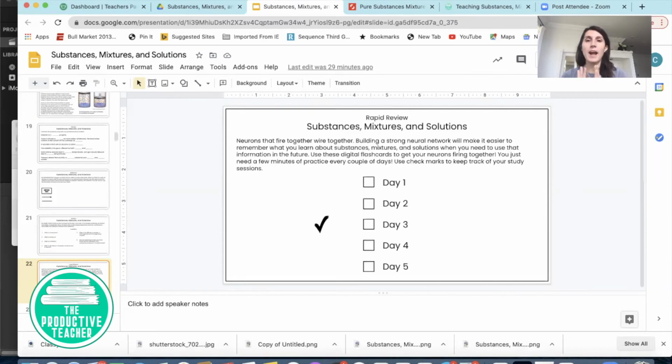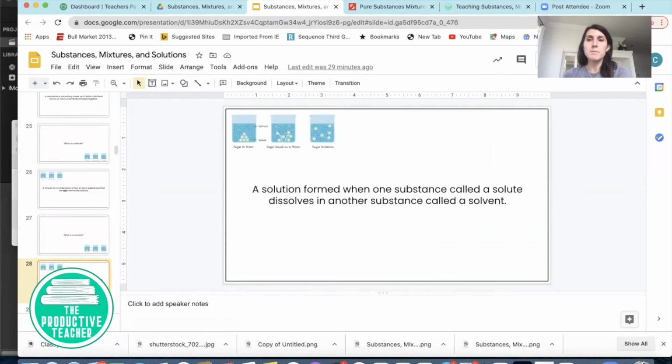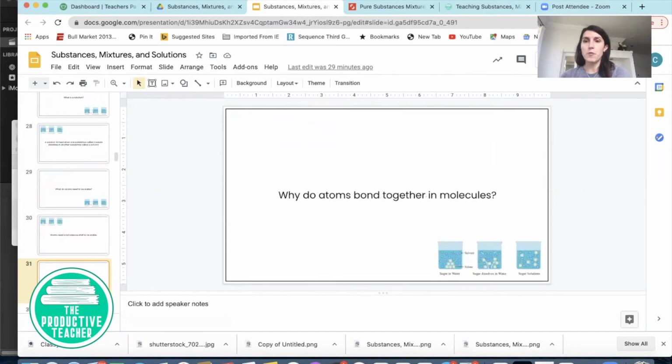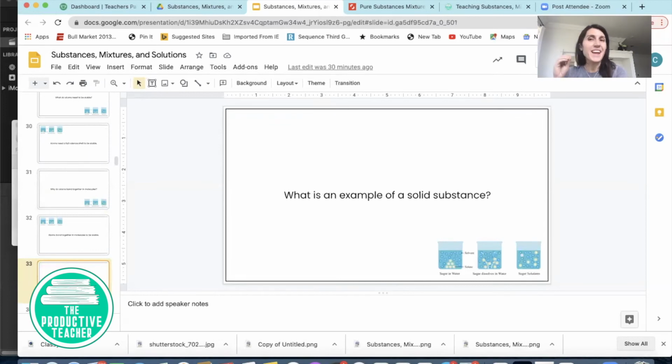Okay, and then here I have the setup for the repeated practice on substances, mixtures, and solutions. Students can check off each day that they practice. And then here are the digital flashcards. You can see I just have questions. For example, why do atoms bond together in molecules? And then immediately students can see the answer. Atoms bond together in molecules to be stable. The great thing about flashcards is when your brain sees a question, it automatically tries to answer it. Just that act of trying is going to make it easier to remember what you learned.